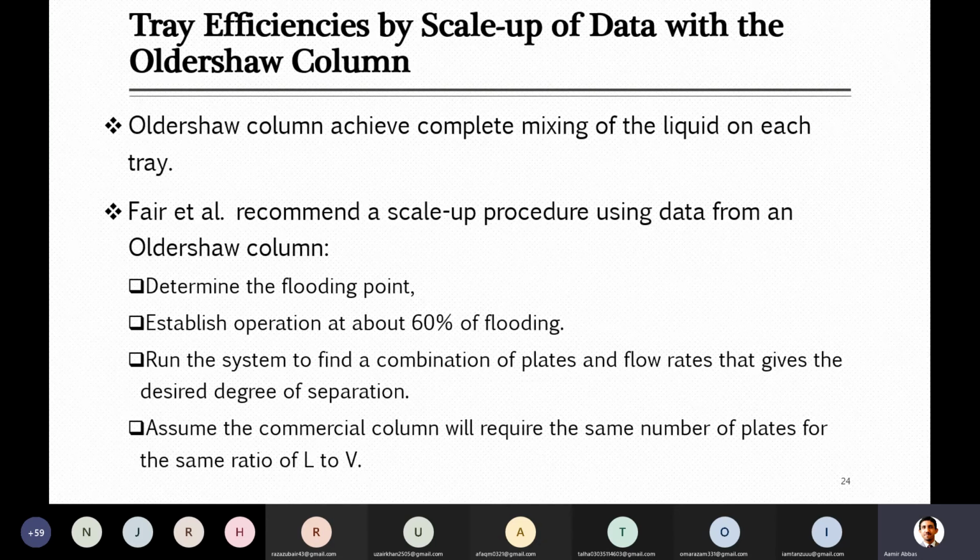The next step, since flooding is not good, we will discuss next time. So you have to run the equipment below the flooding point, and as mentioned here, you have to run it at 60% of the flooding point.